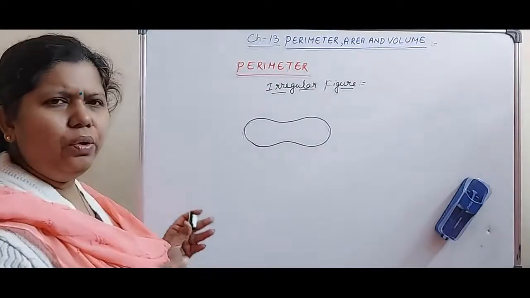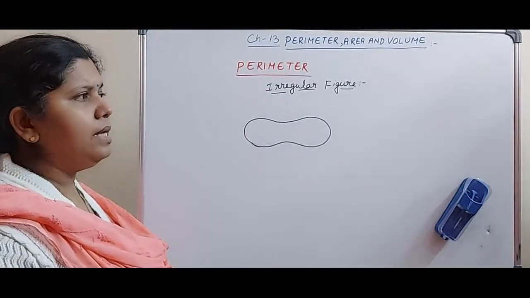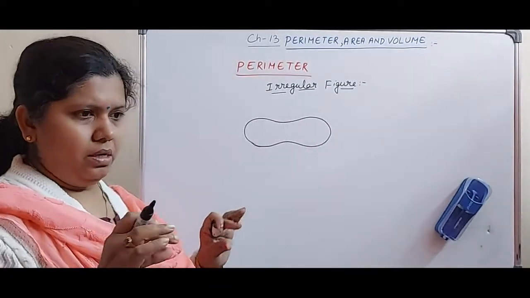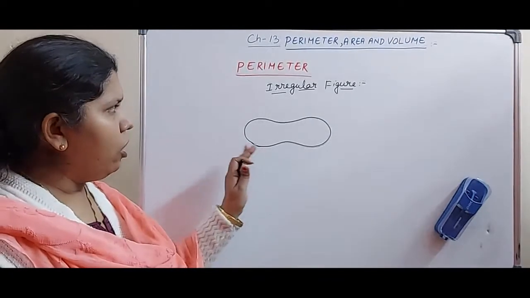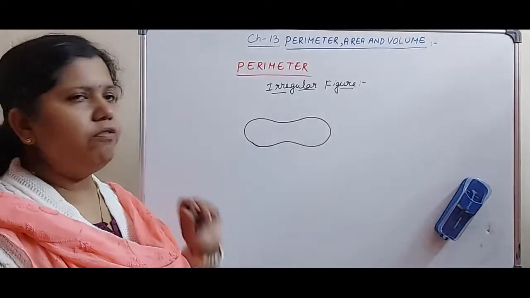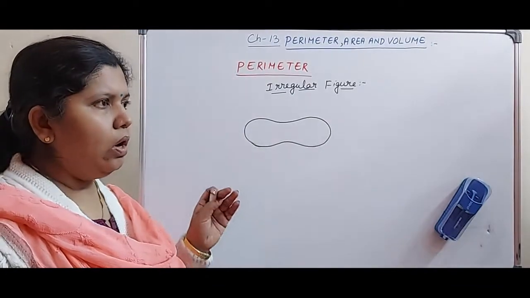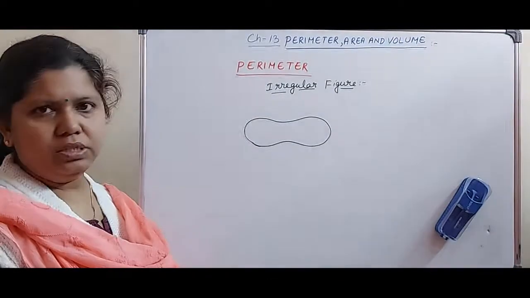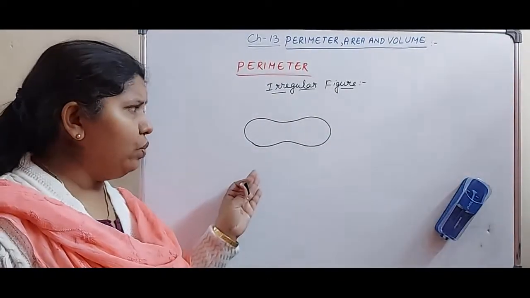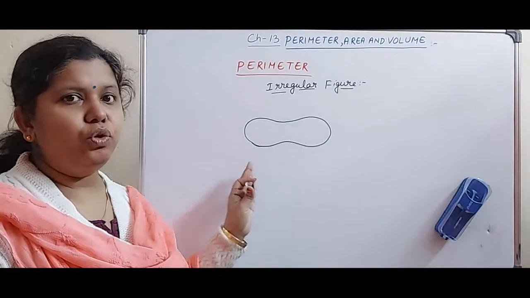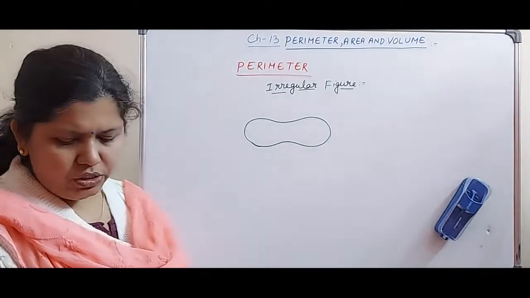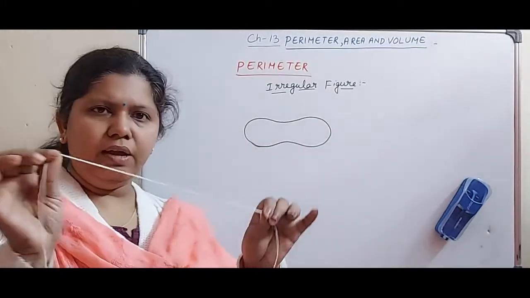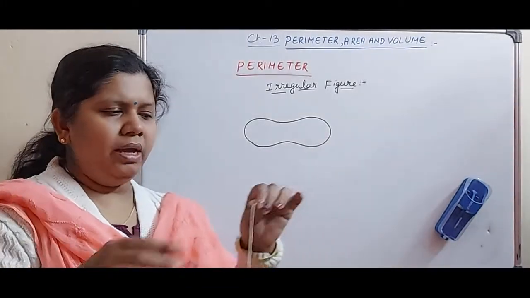So how to measure? This is an irregular figure. Why am I calling it an irregular figure? Because it does not have a straight line. First of all, this figure is not made up of straight lines. It is made up of curvy lines. So you cannot use a ruler directly to measure the length of this kind of figure. You have to use a ruler, but before that you have to use a thread. So first I have to take a thread. I have taken a wool.